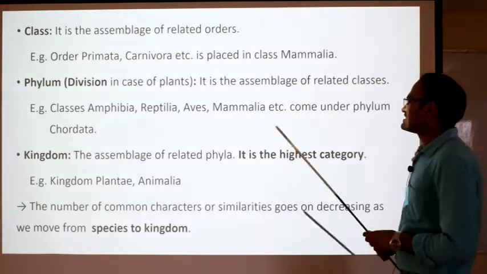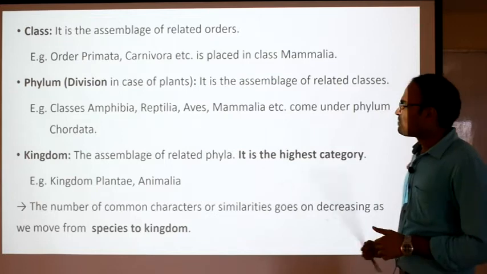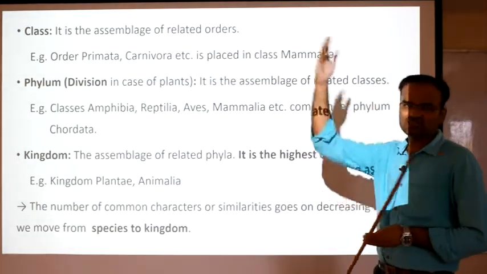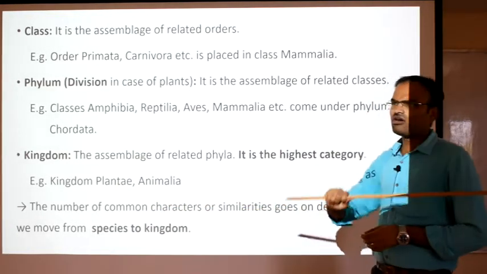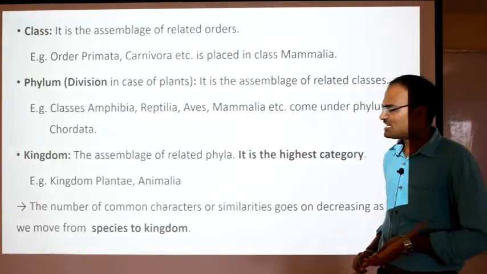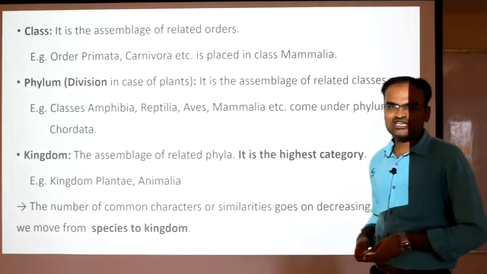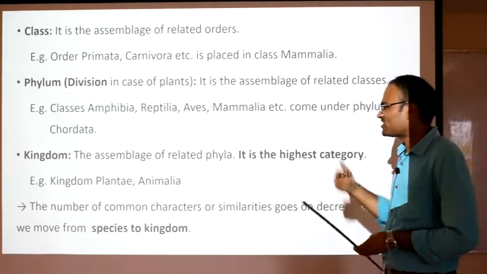The kingdom is the assemblage of related phyla. It is the highest category. Example, kingdom Plantae and kingdom Animalia. So it is the topmost category. Above that there is no other taxon. Kingdom Plantae includes all the chloroplast bearing organisms, chloroplast bearing plants. Kingdom Animalia includes all the organisms which do not have a cell wall, okay, or eukaryotes.